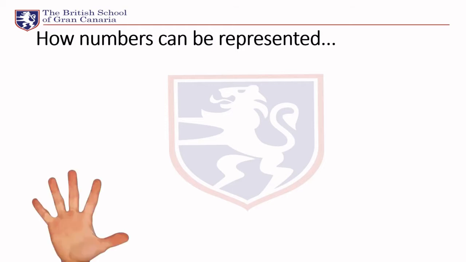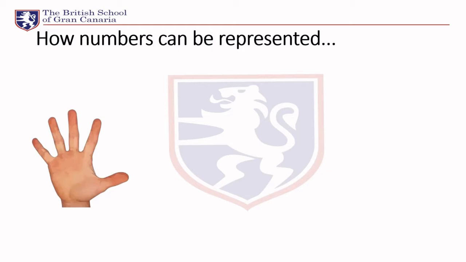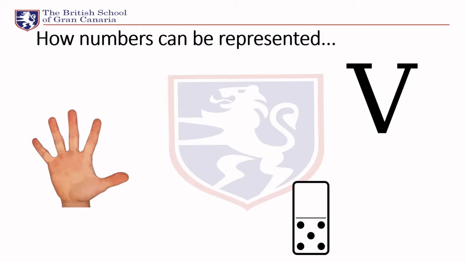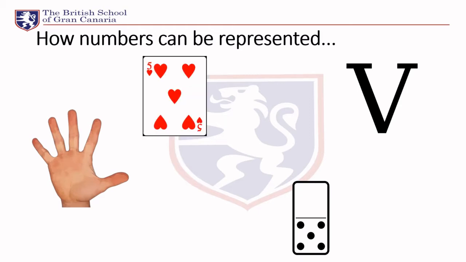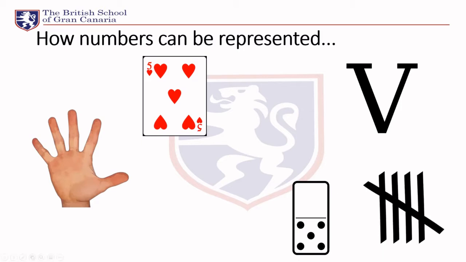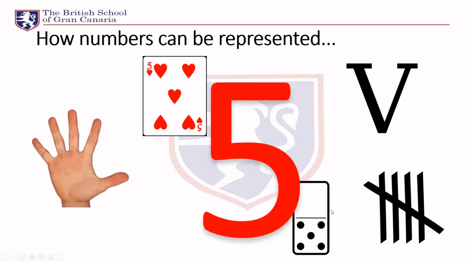So they can be represented this way. If we take a look at this, when we hold our fingers up, we can see there's 5 fingers. Then we can look on a domino and see that these dots represent 5. In Roman numerals, this is 5. Then you've got a deck of playing cards, you've got the 5 of hearts, and this will represent 5 here. And then, of course, there's the number 5. Now, all numbers are is basically a way to represent the amount of something, so we understand it.